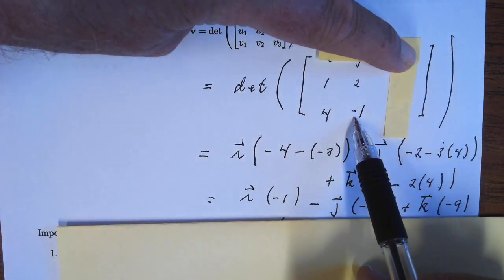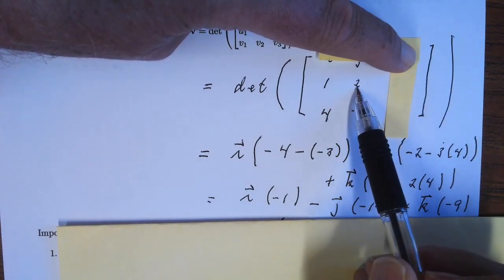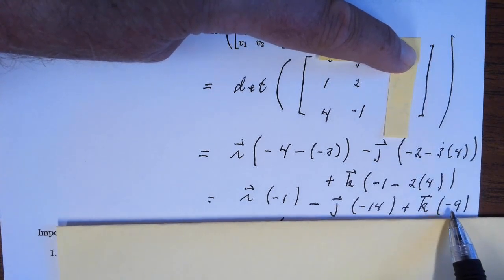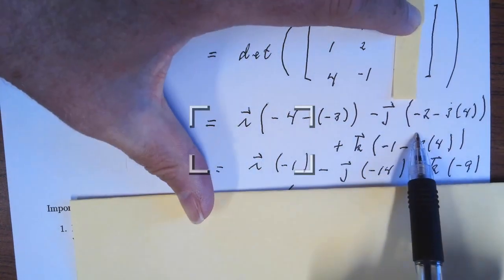1 times -1 is -1, minus 4 times 2, which is 8. 1 minus 8, -1 minus 8 is -9. So that's how we get the cofactor expansion.